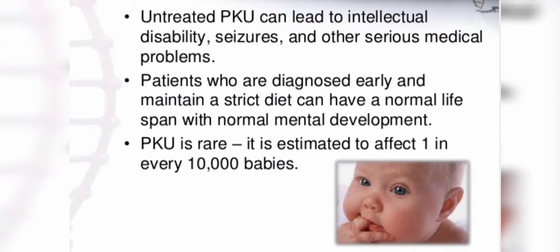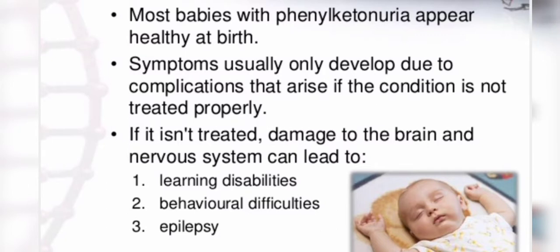Seizures mean sudden, uncontrolled electrical disturbances in the brain that change our behavior, movement, and even our consciousness. So all these can be disturbed, and patients who are diagnosed early can maintain a strict diet and can have a normal lifespan with normal mental development. And this disorder is rare. It is estimated to affect 1 in every 10,000 babies. Children who are born with phenylketonuria appear healthy at birth, and if it is treated properly, they can continue a normal life.